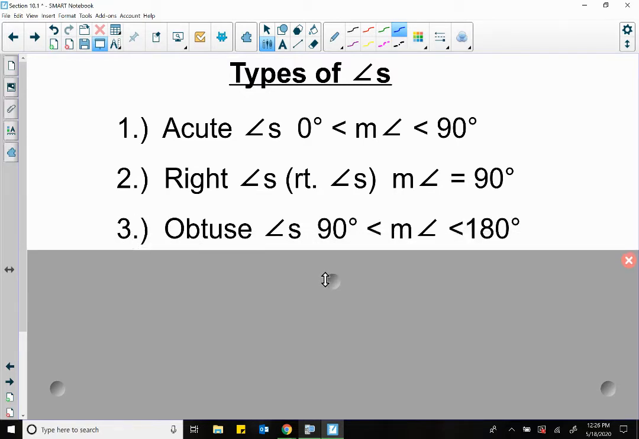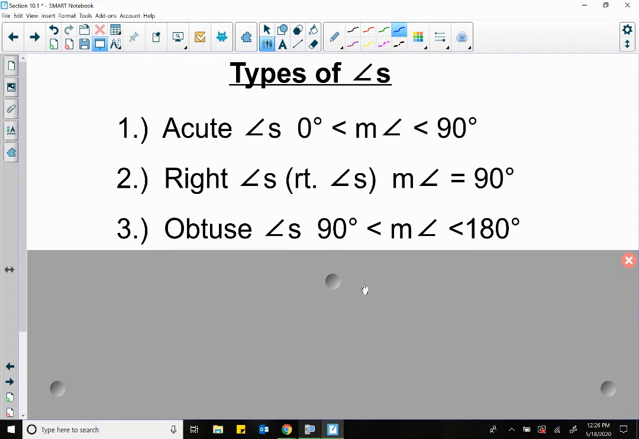We have obtuse angles. Okay. Obtuse angles are any angle that measures between 90 and 180 degrees. So 110 degree angle is obtuse. 145 degree angle is obtuse. 180 degree angle is not obtuse because it is not a part of this. You are between these two values.